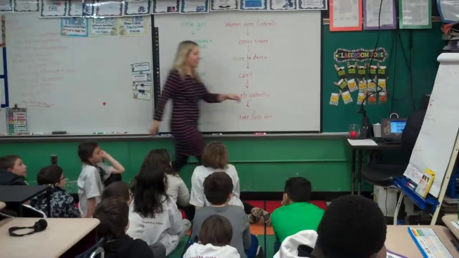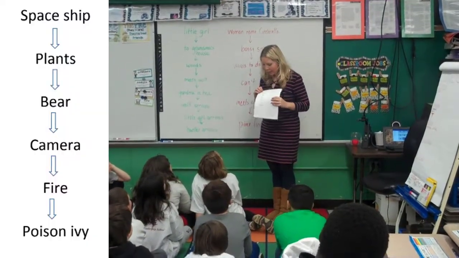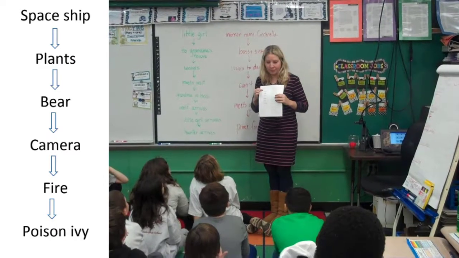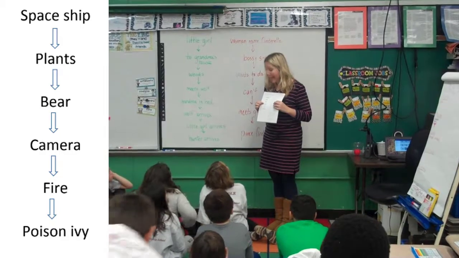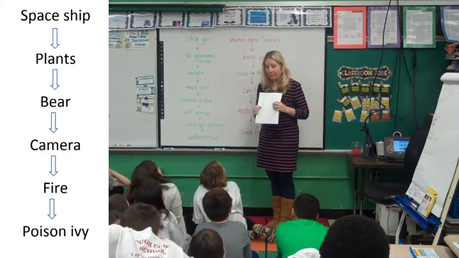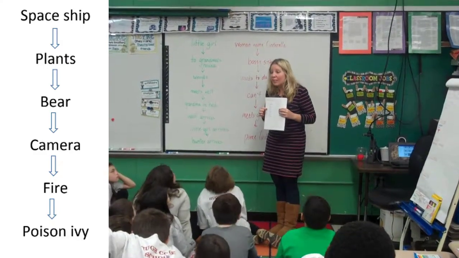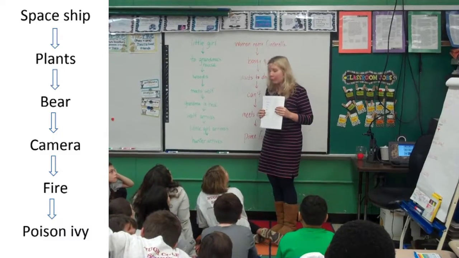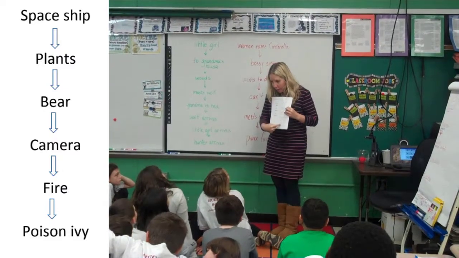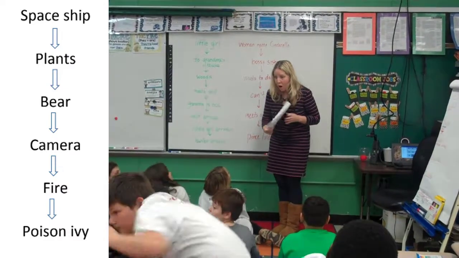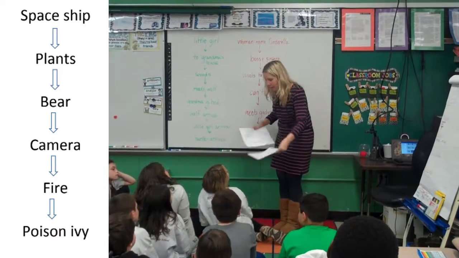Okay, excellent. I'm only going to give you 6 words. It looks like this: spaceship, plants, bear, camera, fire, poison ivy. So you're going to use those 6 words probably in about 6 sentences because we don't have time to write a real long story. This is like a summary. And you're going to write it right here on your own. Are you ready? When I give you your paper, you're going to tiptoe back to your desk and you're going to do this.